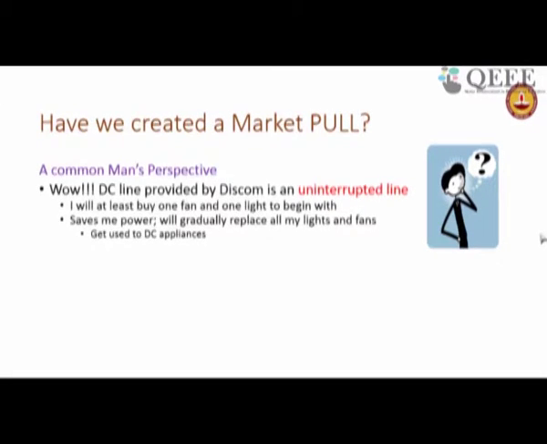And I asked casually one of my peons, what will you do? He said, well, I'll at least buy one light, one fan. I said, but it will be expensive for you. He said, but my child studies. Without lights, cannot study. Without a fan, we cannot sleep well. And gradually I will get used to DC appliances and I'll buy more and more. Then all these questions will not be asked because I'm getting an uninterrupted line.